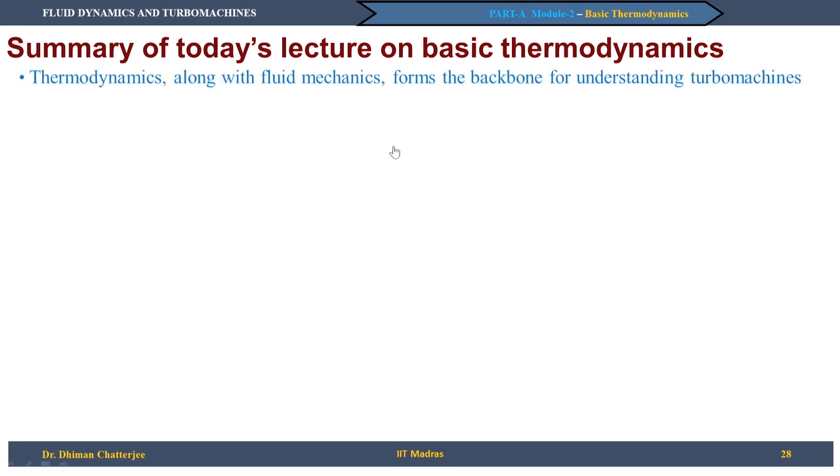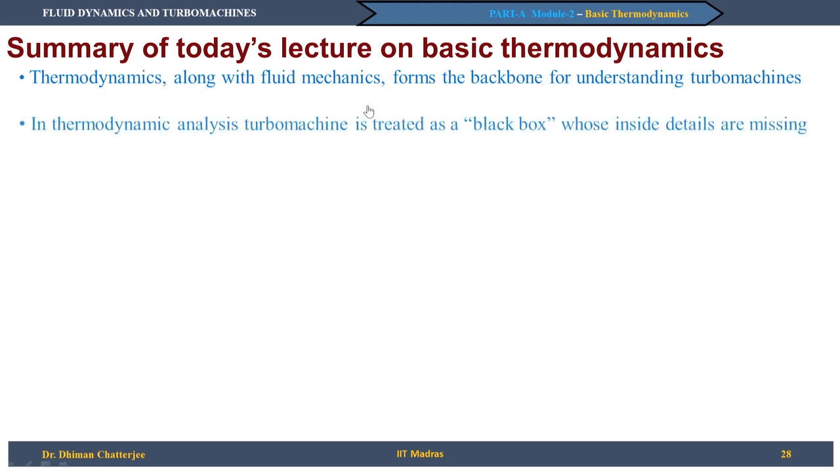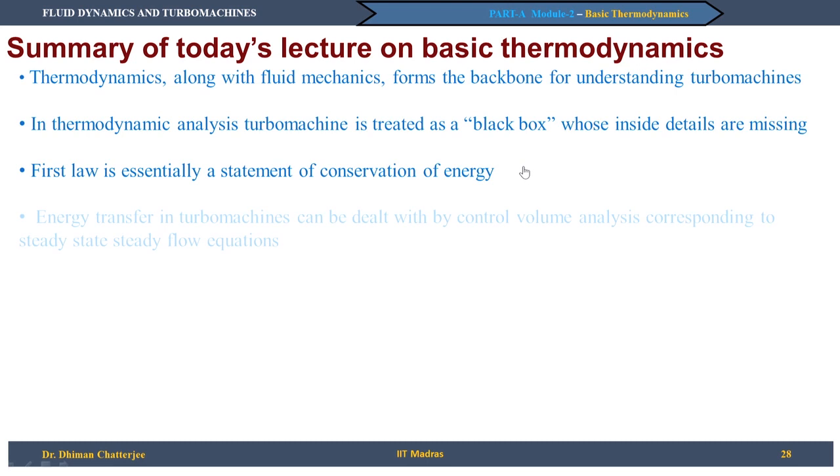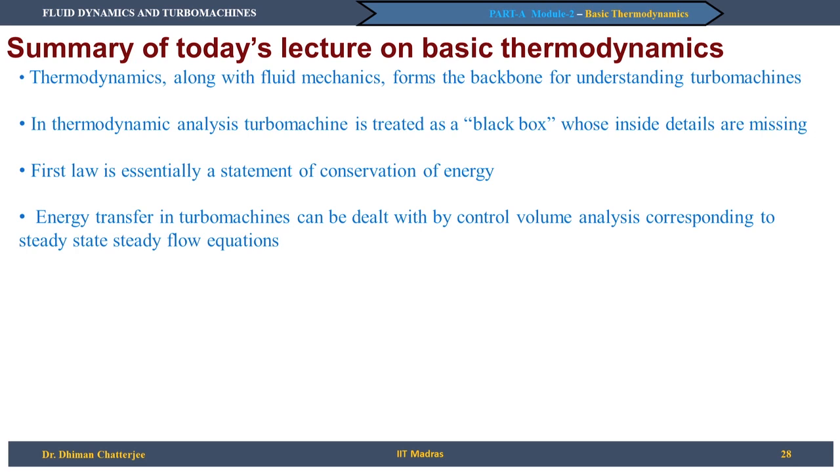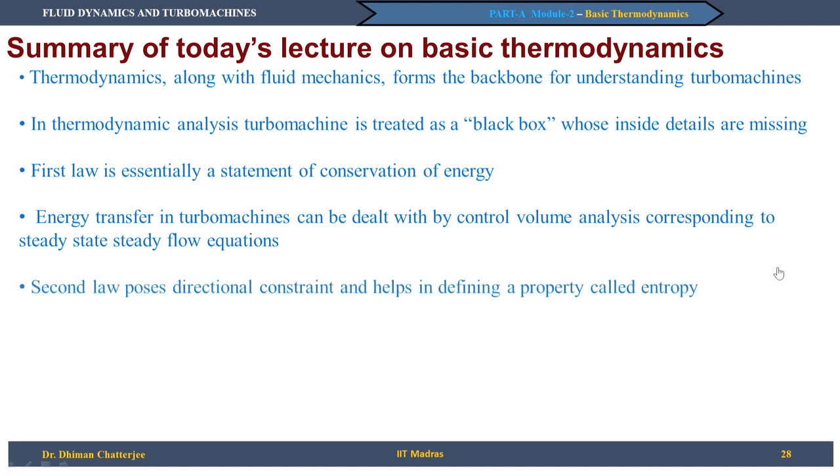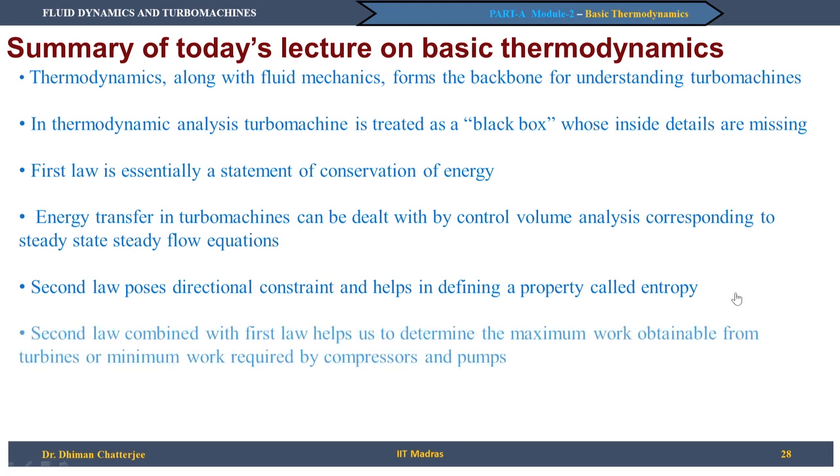We talked about thermodynamics, and we found that thermodynamics along with fluid mechanics forms the backbone for understanding turbo machines. In thermodynamic analysis, turbo machine is treated as a black box whose inside details are missing. We talk only about the energy interactions. First law is essentially a statement of the conservation of energy. We applied it for the control volume approach, and energy transfer in turbo machines can be dealt with control volume analysis corresponding to steady state steady flow equations. Second law poses directional constraint and helps in defining a property called entropy. Actually, it leads to the property of entropy.